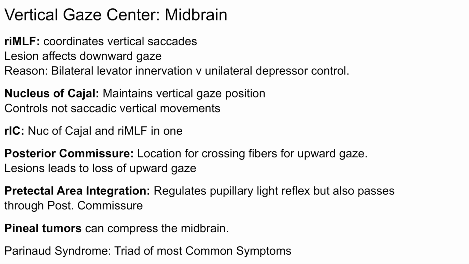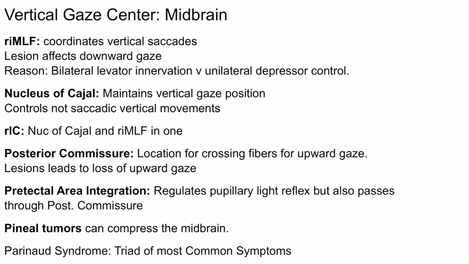The posterior commissure is critical for upward gaze because that's where those fibers cross, okay? If you damage this area, you will lose the ability to look up. This is why dorsal midbrain lesions classically cause up gaze palsy. Now, tie in the pretectal area. This region integrates the pupillary light reflex and sits right in the same neighborhood, sending fibers through the posterior commissure. So lesions here also often affect both vertical gaze and pupil responses, which is a big clinical clue here.